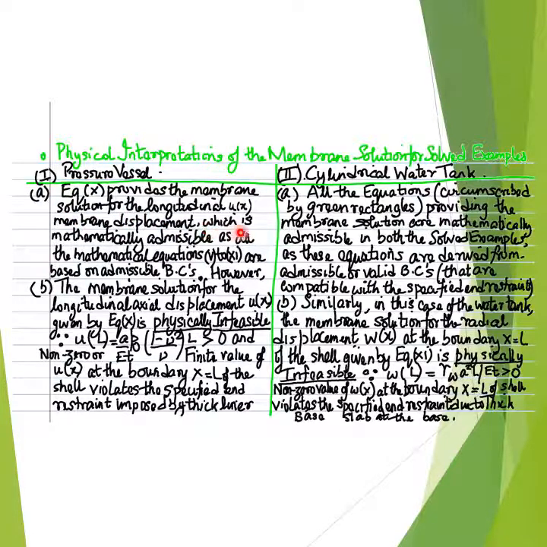provides the membrane solution for the longitudinal or axial membrane displacement ux, which intuitively is mathematically admissible as all the mathematical equations 5 to 11 that have been employed to arrive at equation number 10, all of which are numbered in Roman numerals, are based on admissible boundary conditions. That is, boundary conditions that are compatible with the specified or given end restraints for the cylindrical pressure vessel, which comprises the thick liners provided at both ends of the thin cylindrical shell in the cylindrical pressure vessel.